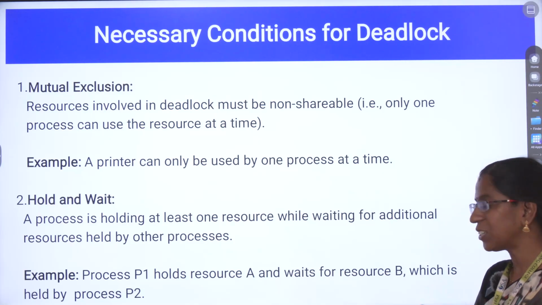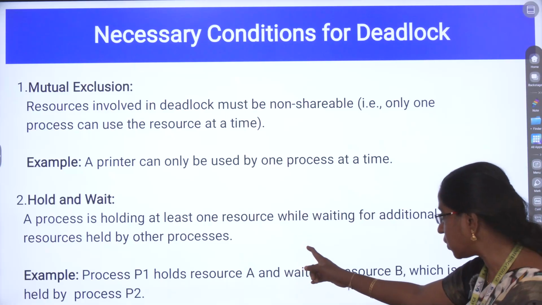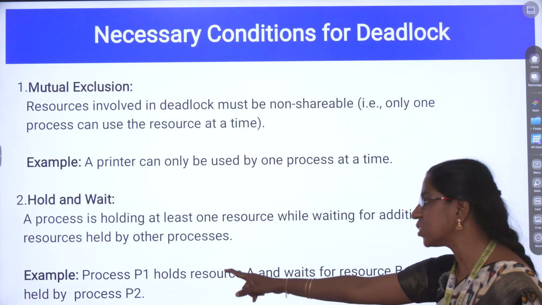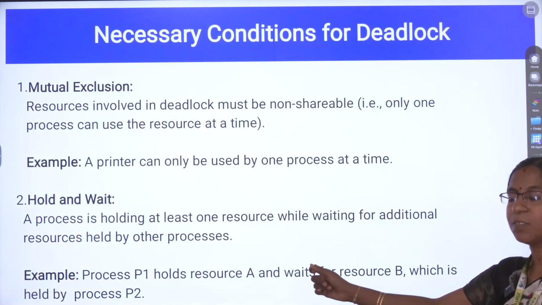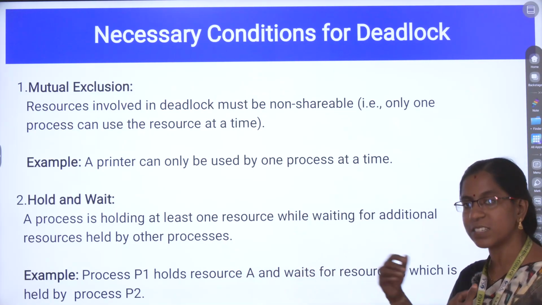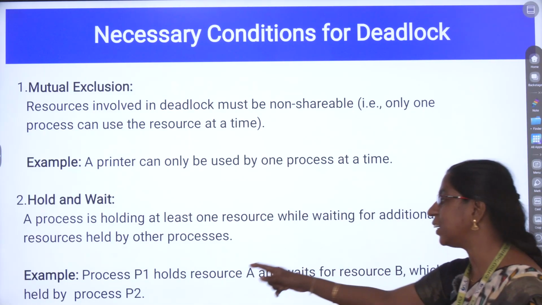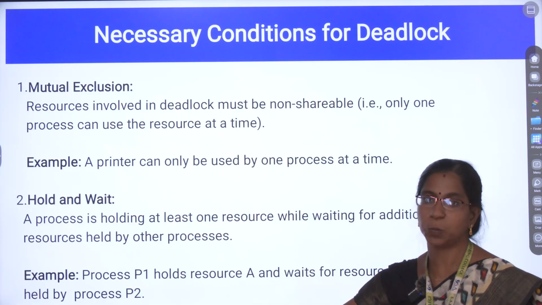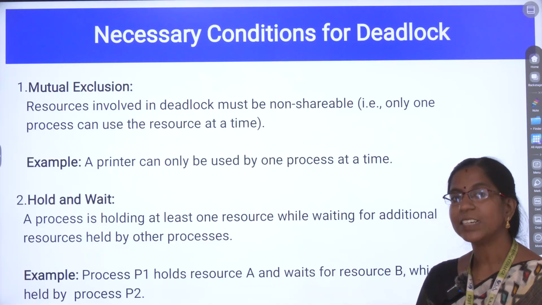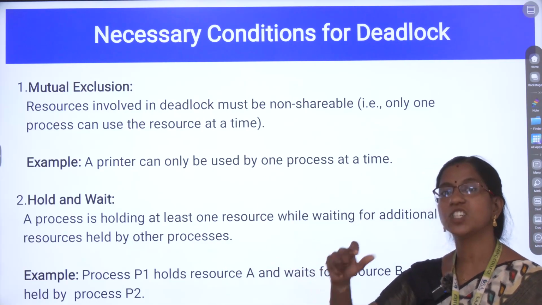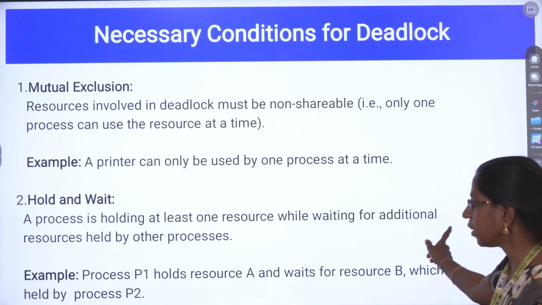Second, hold and wait. From the name itself we can understand it: a process is holding at least one resource while waiting for another resource held by another process. For example, process P1 holds resource A and waits for resource B, which is held by process P2.